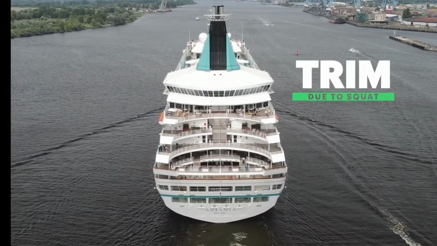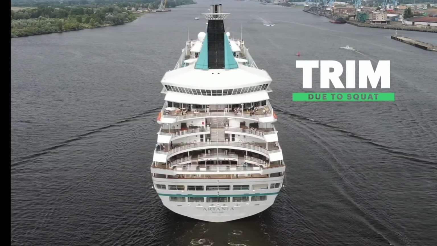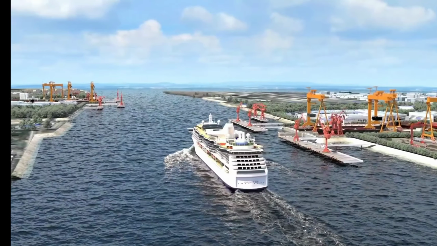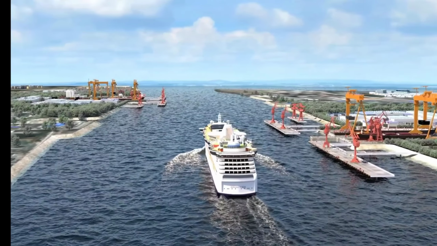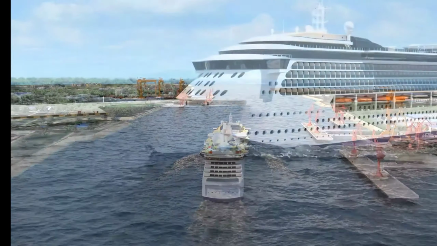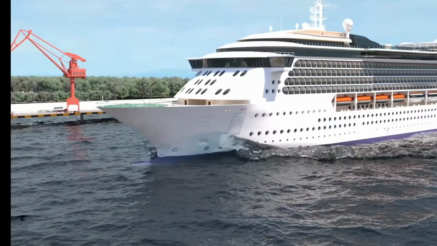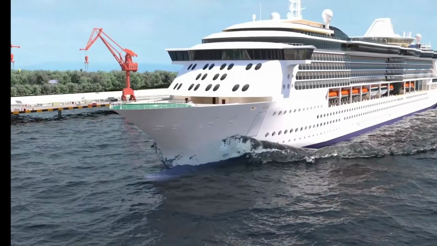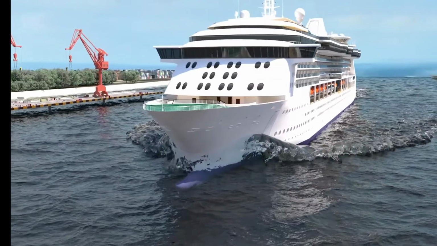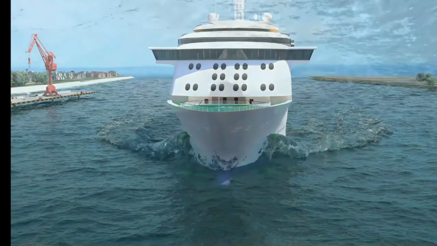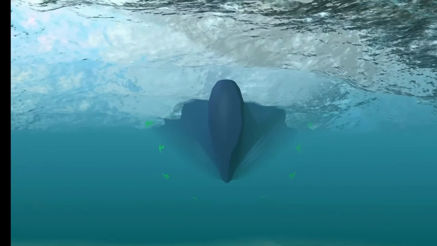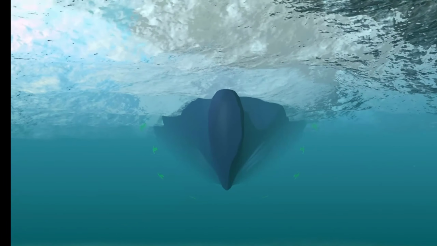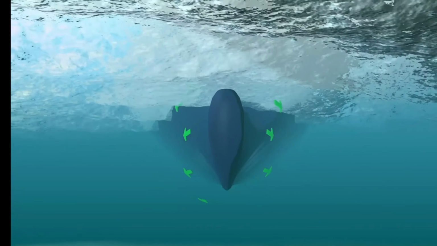Another important factor to keep in mind is the trim that may be experienced due to squat. As already explained at the beginning of this lesson, when a vessel is moving through the water, it is essentially creating voids in the water, which in turn the water tries to fill by moving along the hull and under the bottom. We can also understand that vessels having a finer form, such as passenger vessels, tend to obstruct the water flow less at the bow when compared to their mid and aft section.